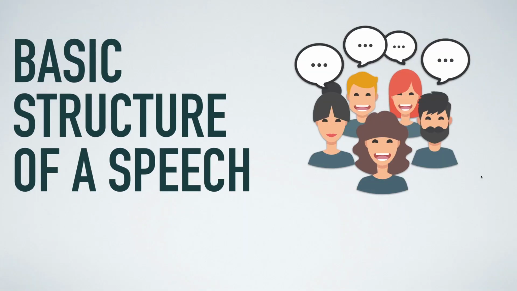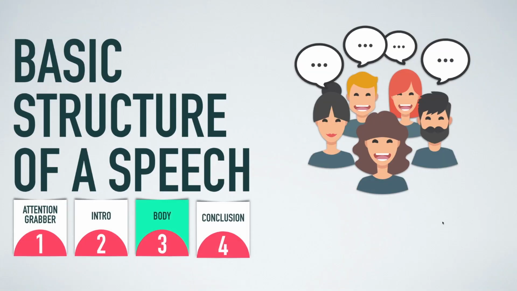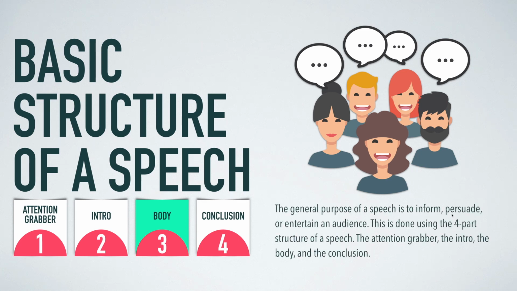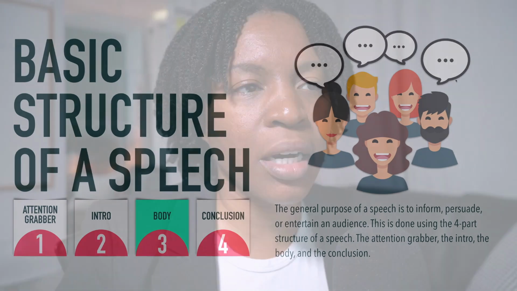All right, if you want to give an amazing speech, you must first understand the basic structure of a speech. There are 4 parts: the attention grabber, the intro, the body, and the conclusion. The general purpose of a speech is to inform, persuade, or entertain an audience. This is done using the 4-part structure of a speech: the attention grabber, the intro, the body, and the conclusion.